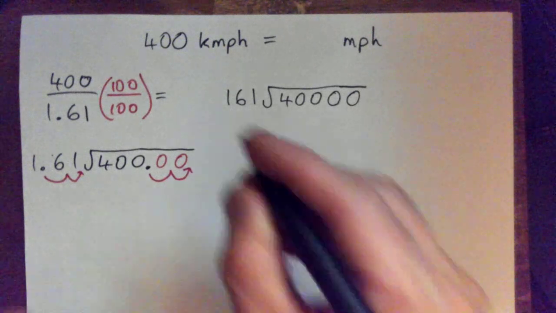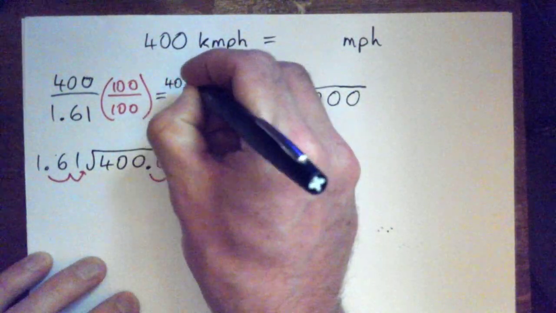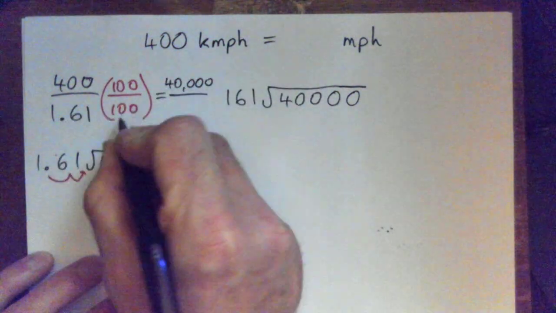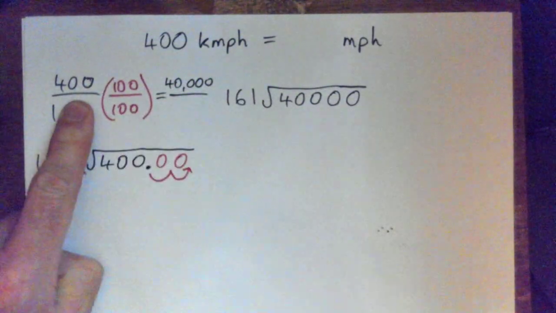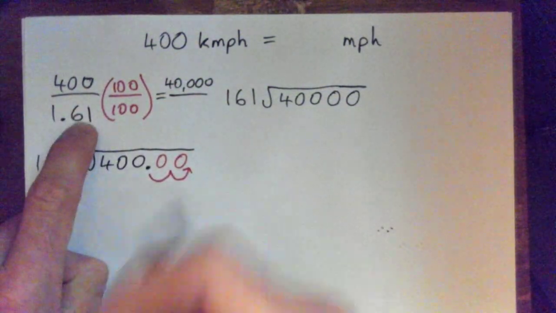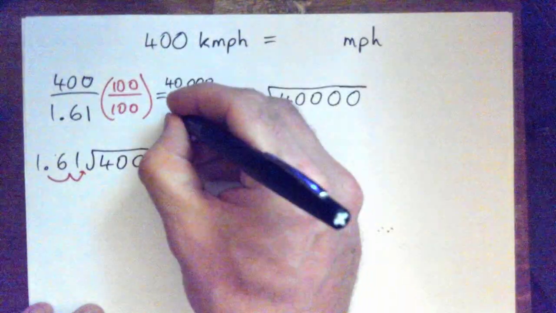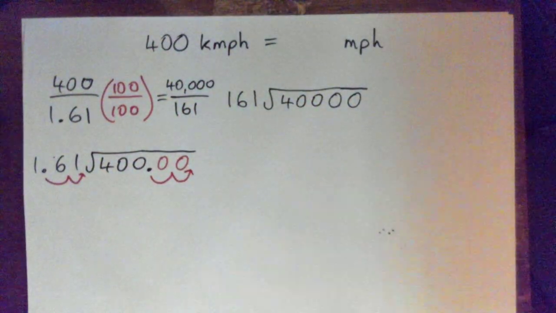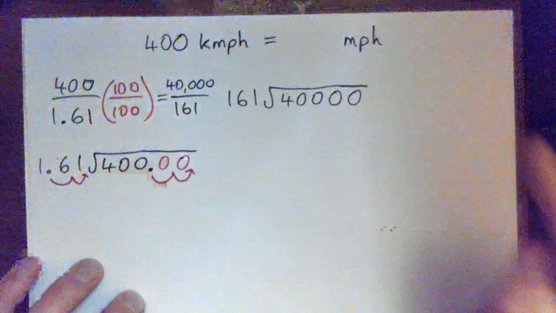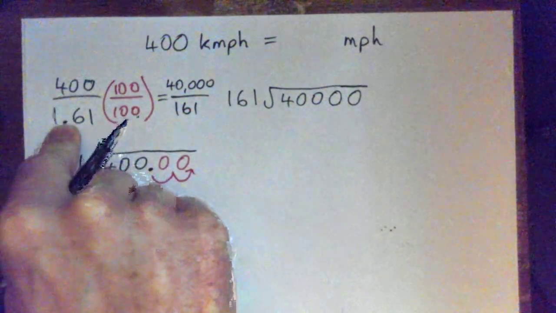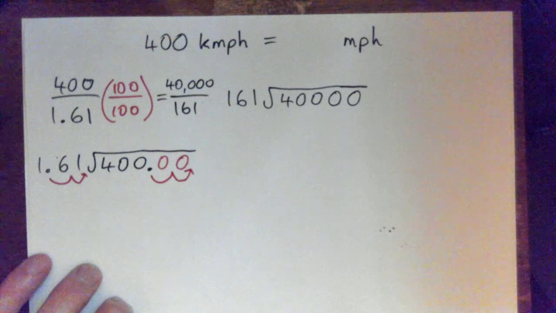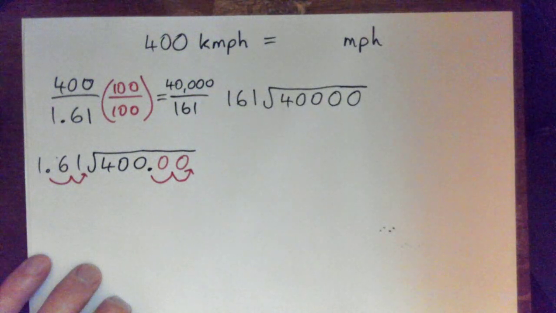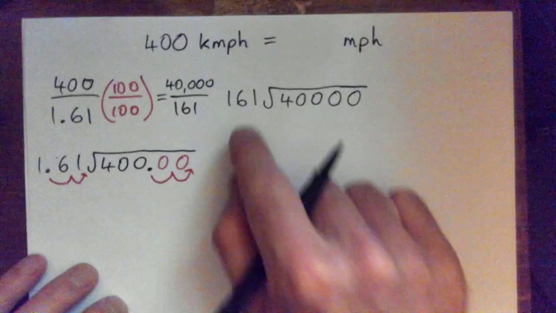So it's the same thing. 40,000, lovely, over, and then if I multiply 1.61 by 100, that dollar becomes 100, and the 0.61 cents becomes 61, so it becomes 161, right? Anyway, so that's what we get. So the point is that 400 over 1.61 is the exact same quantity as 40,000 over 161, right? So what we need to do is this long division.